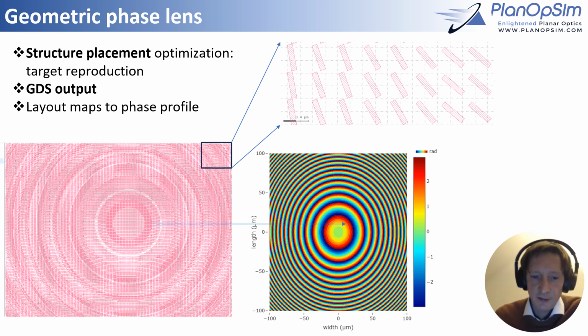We see here a reproduction of the structures. So indeed, if we look from far away, we see the concentric rings that are typical of a lens profile and also the same as in our target. If we zoom in the GDS file for fabrication, we indeed see these rotating rectangular structures.